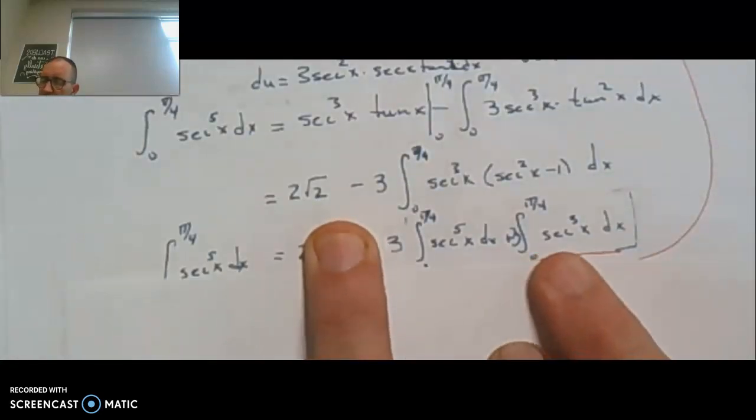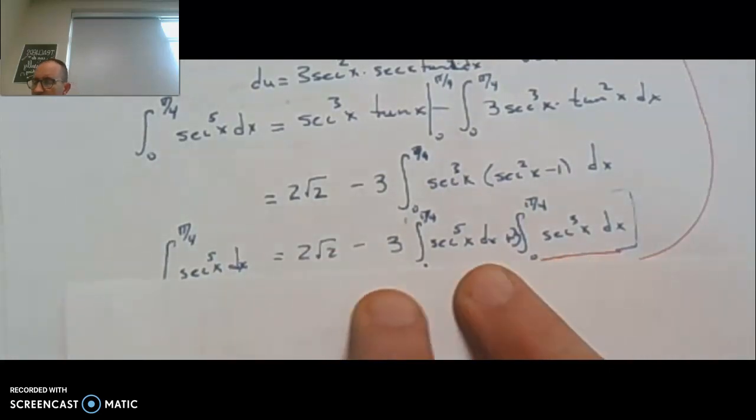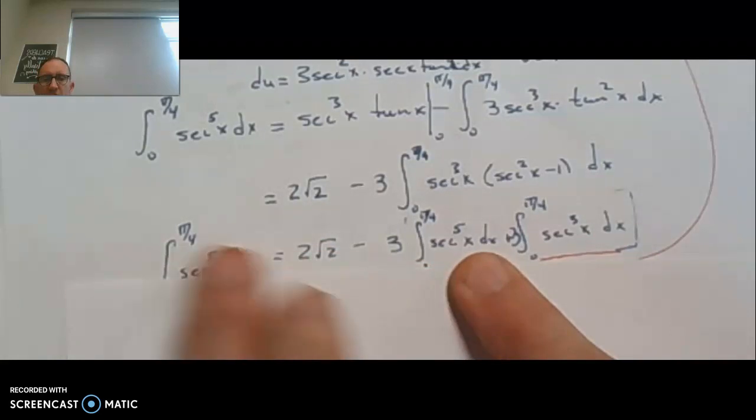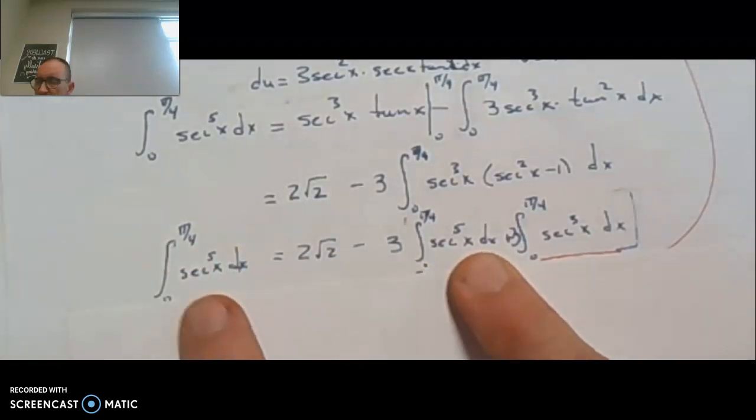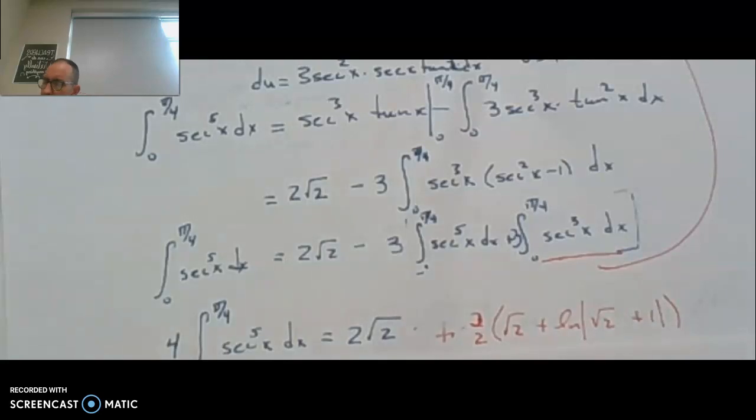So this will be 3 times 1/2 times the square root of 2 plus the natural log of square root of 2 plus 1. And notice that this thing right here is subtracting 3 of the thing that we're trying to solve for. So I'm going to add 3 times the integral from 0 to pi over 4 of secant to the 5th of x dx to both sides. Now I have 4 over here. Here's our 2 root 2 that's coming down.